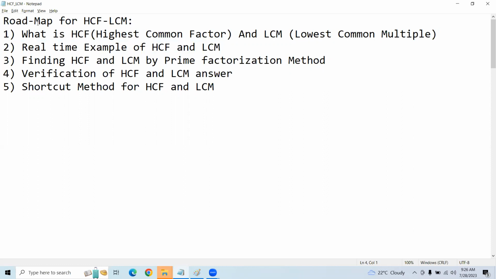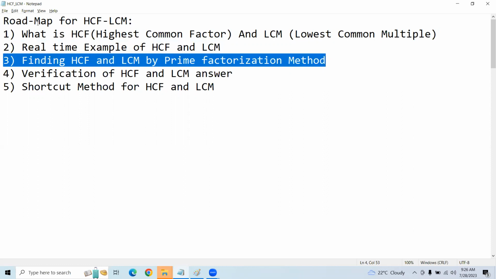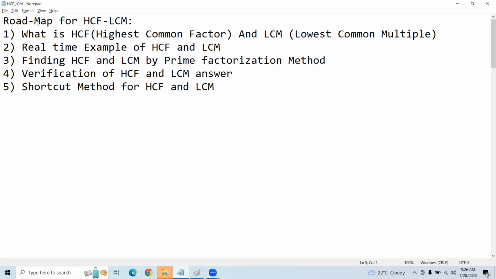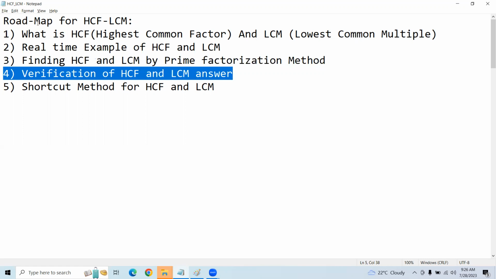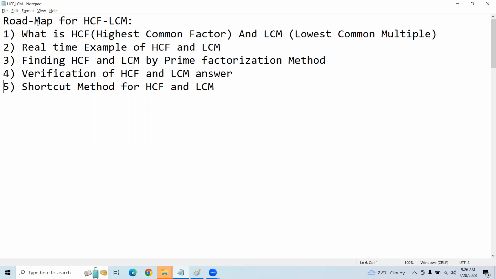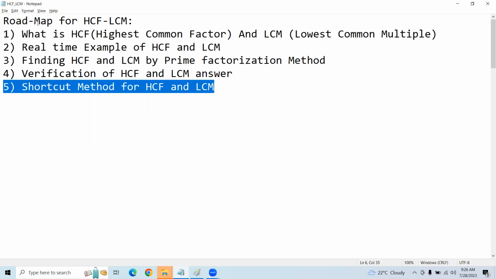Then we will look at the method for finding HCF and LCM by prime factorization. And once we find the answer, whatever answer we get in mathematical things, it is always good that you verify your answer. So we will look at the method to check whether the answer we have found for HCF and LCM is correct or not. And then we will look at the shortcut trick for getting HCF and LCM. With this, you should be able to do most of the HCF LCM orally.